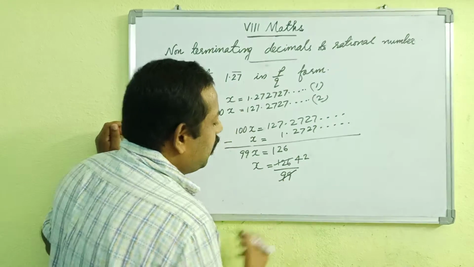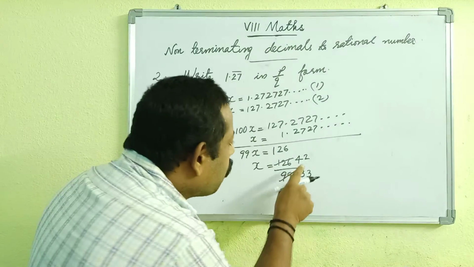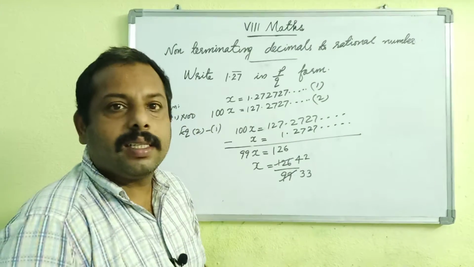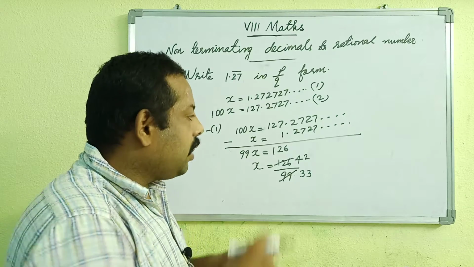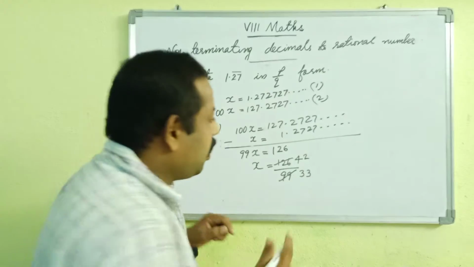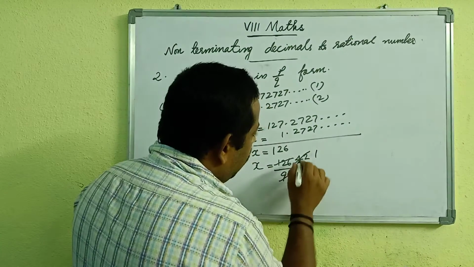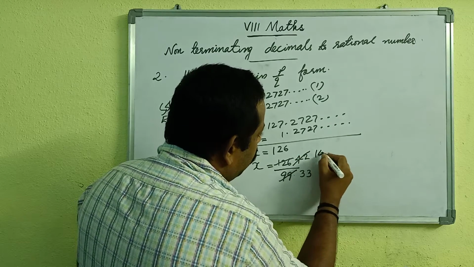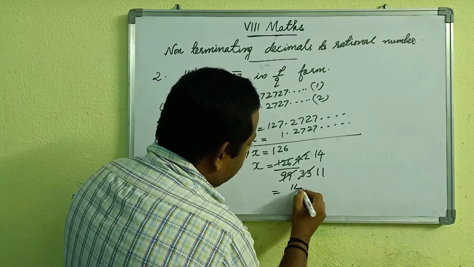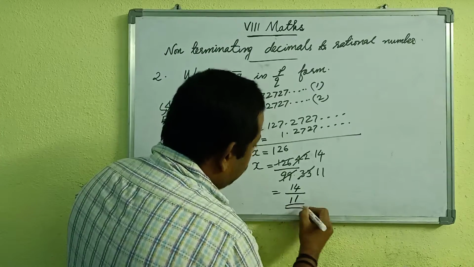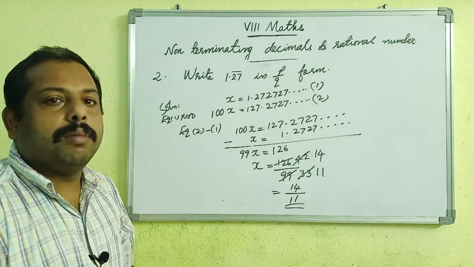Again, let us divide by 3. 33. 4 plus 2, 6. Is 6 a multiple of 3? Yes, 6 is a multiple of 3. So we can divide 42 also by 3. How much will you get? Divide 42 by 3. 3 ones are 3, remainder 1 in 12, 4 3s. Divided by 3, 11. So what is the final answer? 14 by 11. So the P by Q form of 1.27 bar is nothing but 14 by 11.